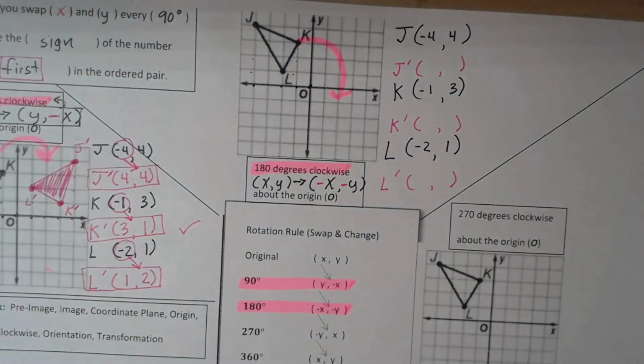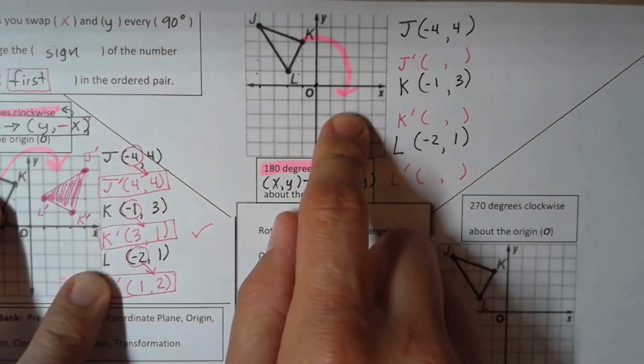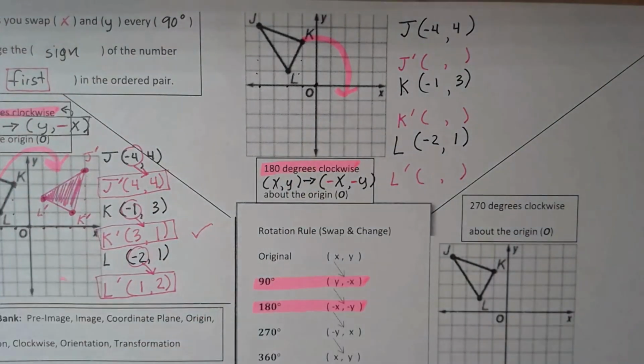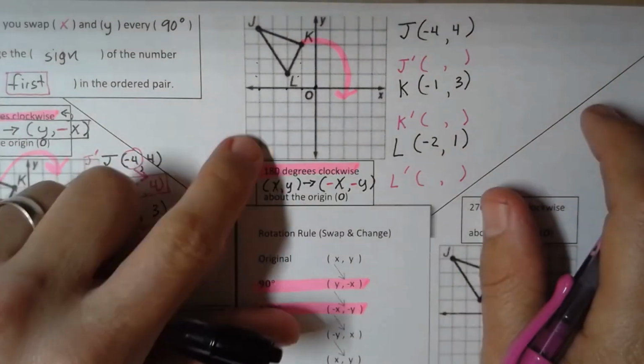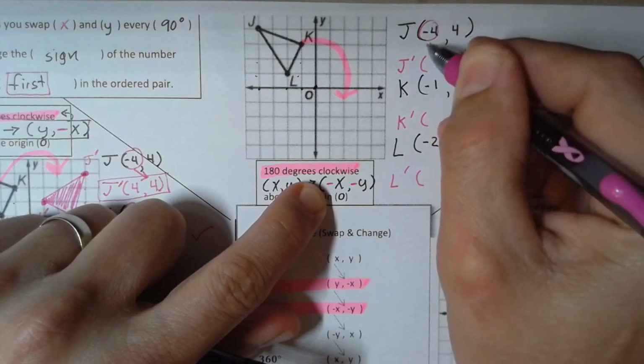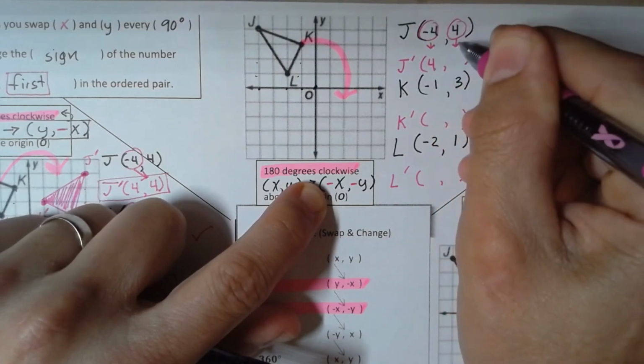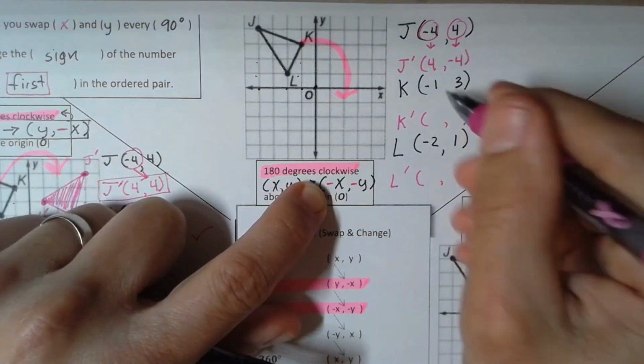I like to draw an arrow because it reminds me that all my points should end up being in this quadrant, where X is positive and Y is negative. With that being said, let's go ahead and perform this process. Change the sign on X and Y. Sign change here. Negative 4 becomes positive 4. Sign change on here. Positive 4 becomes negative 4.